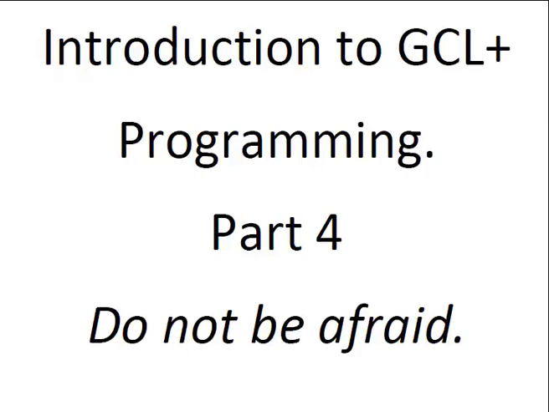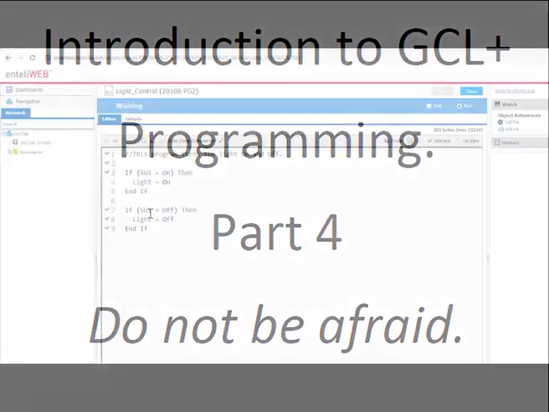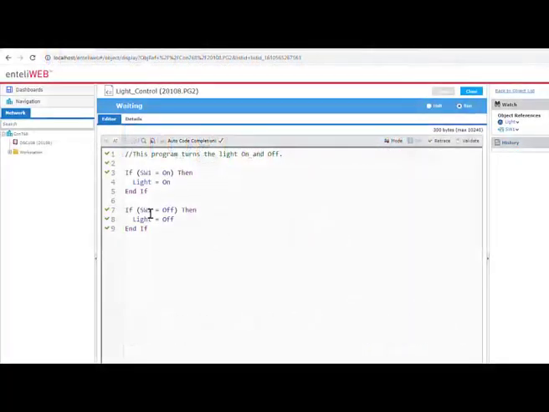Now that we have looked over the GCL Plus programming environment and some of the tools available, we need to get our program running just to make sure that it works. Look at our light control program here. What do you notice in the top left? It says waiting. Our program is not actually being viewed by our controller yet. So do you remember how we did this?